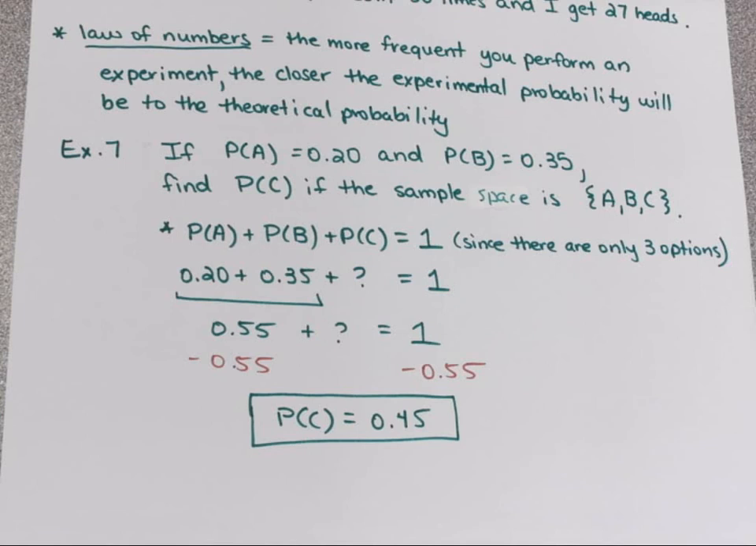So if you get anything less than 0, if you get anything more than 1, then you've done something wrong because that's not possible. Okay? 0 means it can't happen. 1 means what? It is certain to happen.